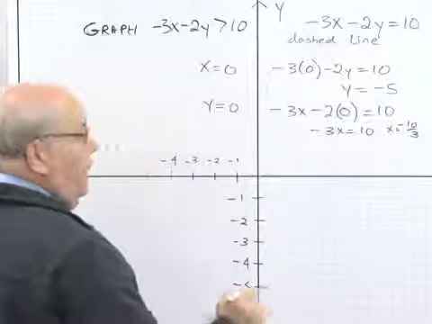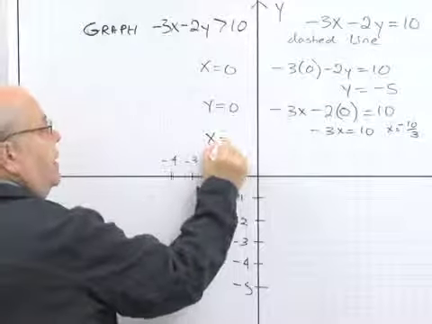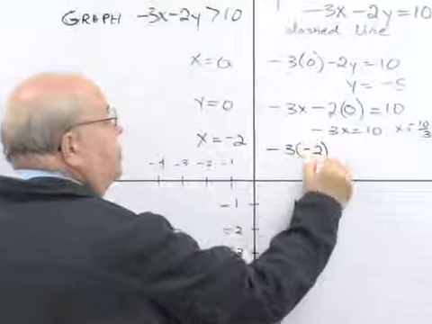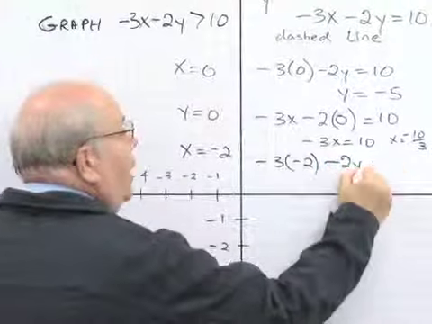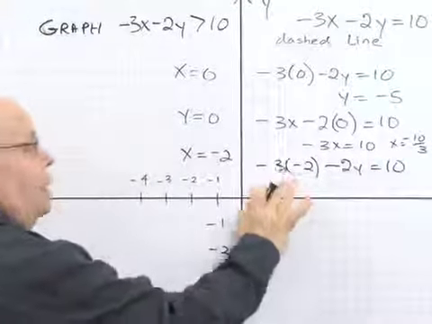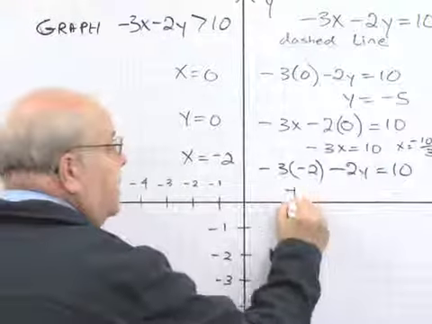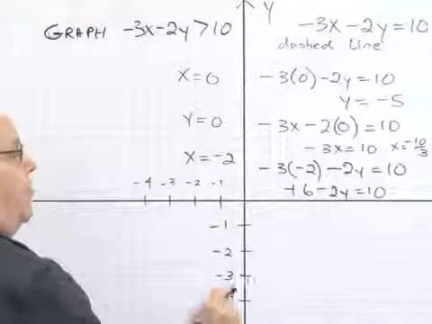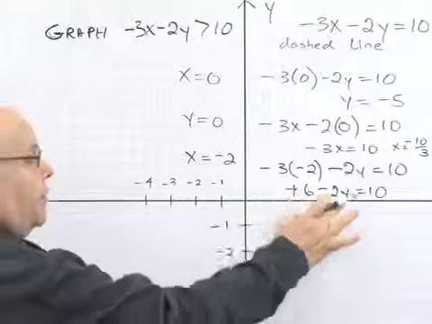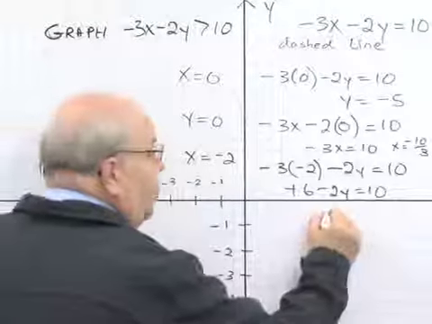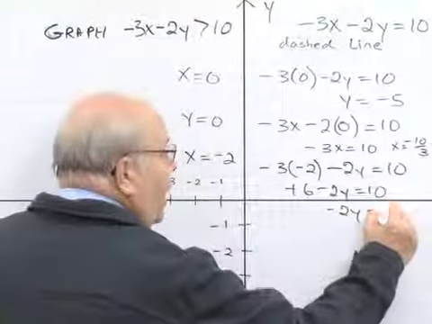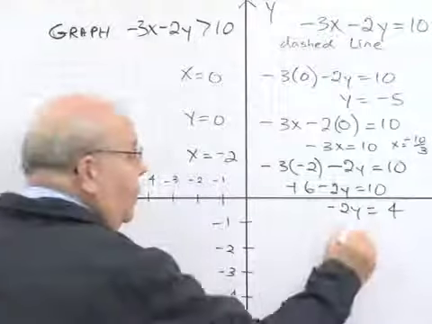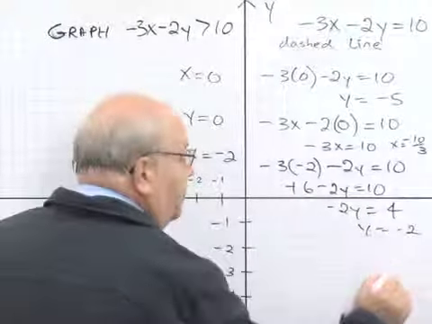One more point we need. This time let's try x equals minus 2. Minus 3 times minus 2 minus 2 times y equals 10. Negative 3 times negative 2 is plus 6. 6 minus 2y equals 10. If we subtract 6 from each side, we'll get negative 2y equals 4, and dividing both sides by negative 2, y equals negative 2.